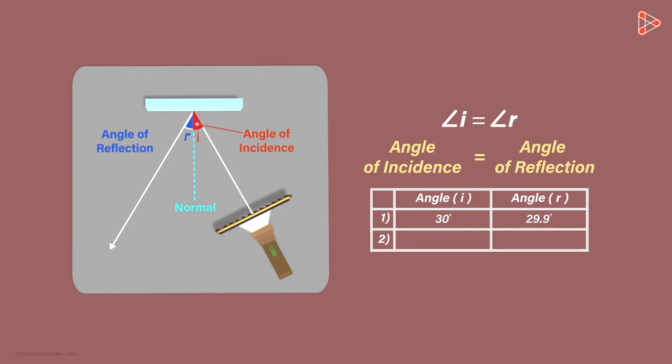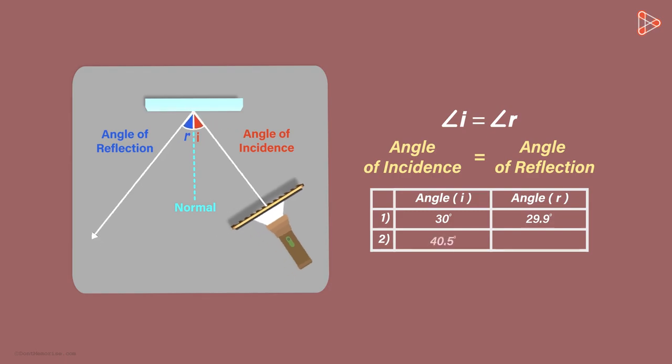Change this angle of incidence by moving the comb slightly. Make sure that the point of incidence is the same in both cases. That is, this point here is same as it was previously. But notice that this time the angle of incidence is greater than the previous one.